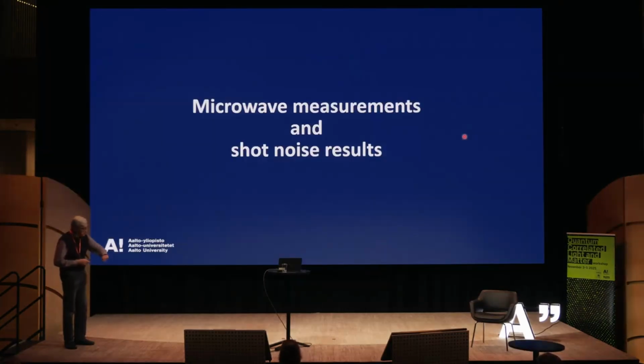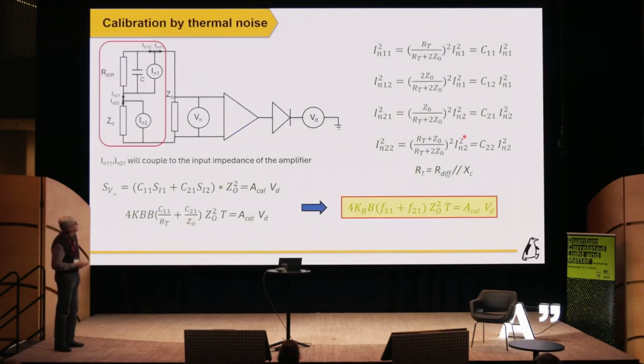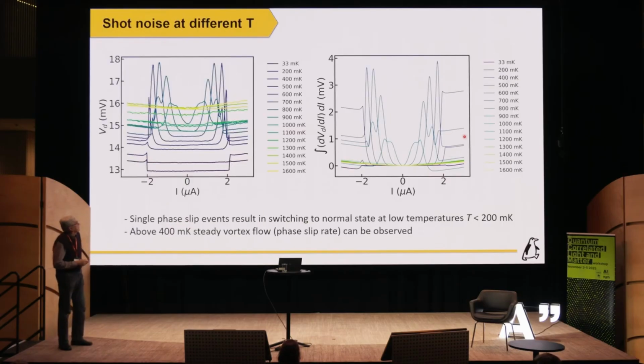Okay, so shot noise results. Very good. So you need high frequency amplifiers, circulators, bias-Ts, and you need to do a careful calibration. You have to account for all the noise sources of your system. And here is then what you get.